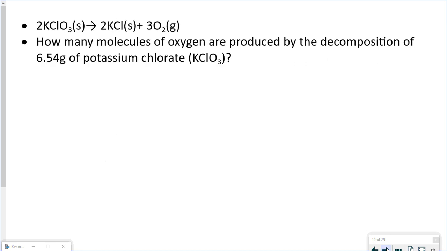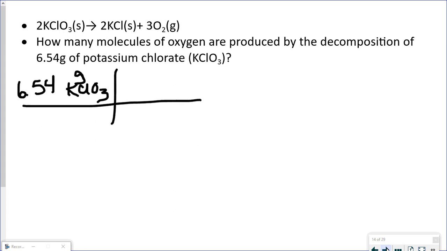All right, let's do another one. How many molecules of oxygen are produced by the decomposition of 6.54 grams of potassium chlorate? So start with what's given. We have 6.54 grams of potassium chlorate. Our first step is always to change into moles. So we no longer need grams of potassium chlorate. It will go down to the bottom to change into moles.